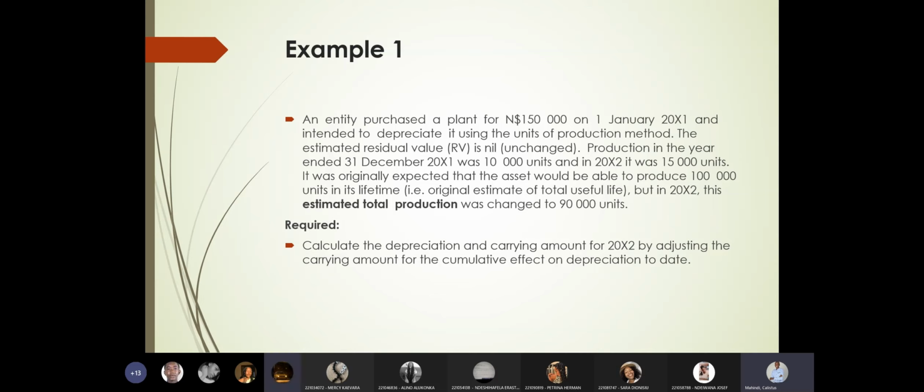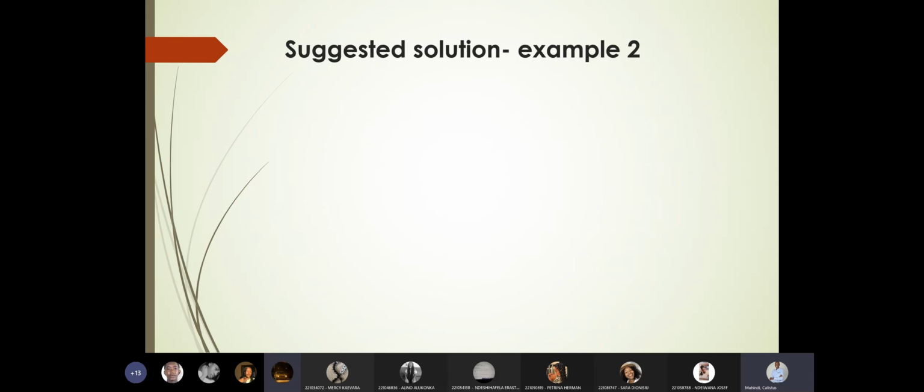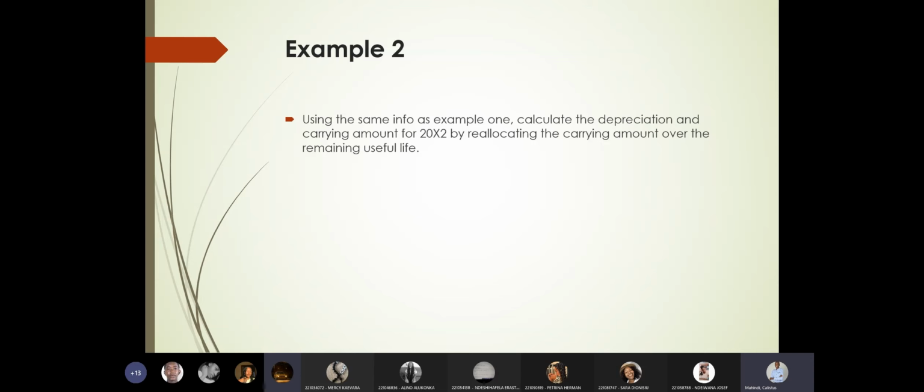But in this instance, we are going to use the reallocation method, by reallocating the carrying amount over the remaining useful life. I already posted the solution on Teams. So I hope you've already reviewed the solution. Do you have any questions with regards to how we arrived at the solution? Let me share my screen.